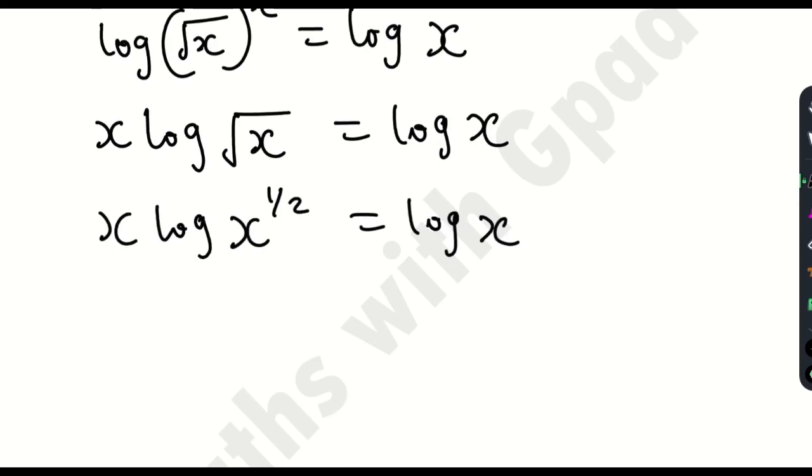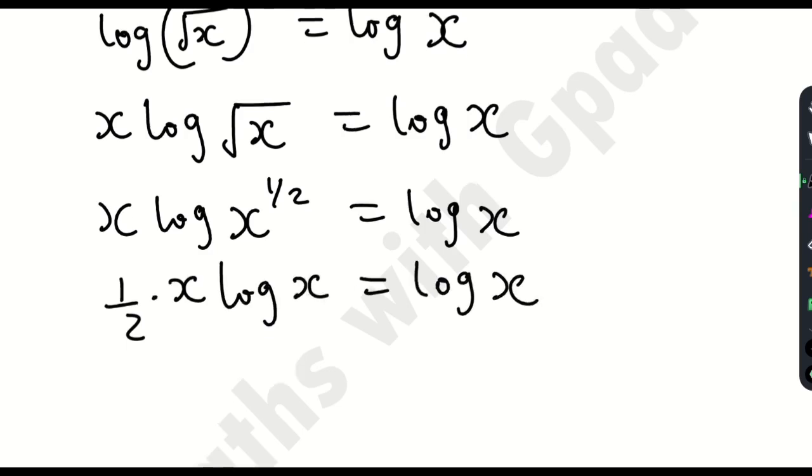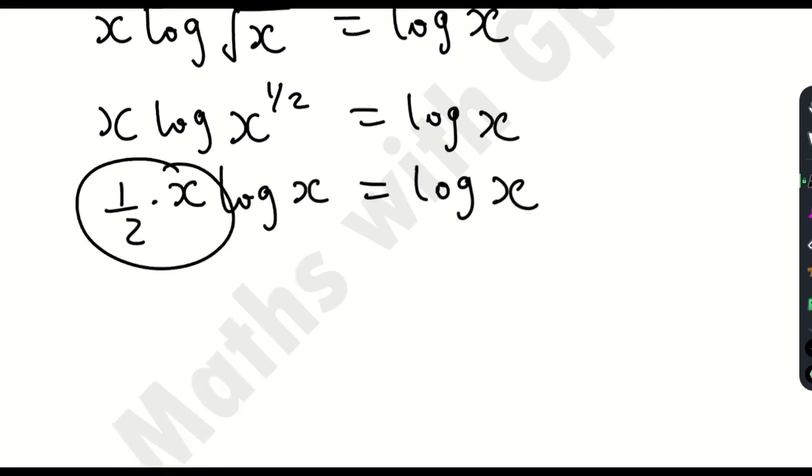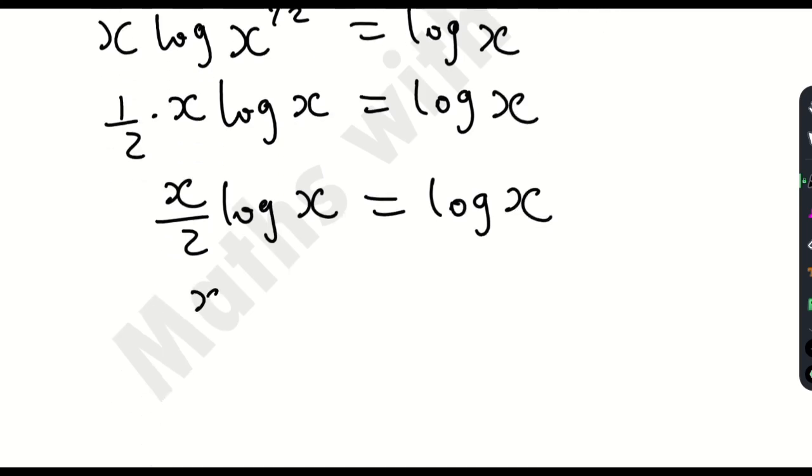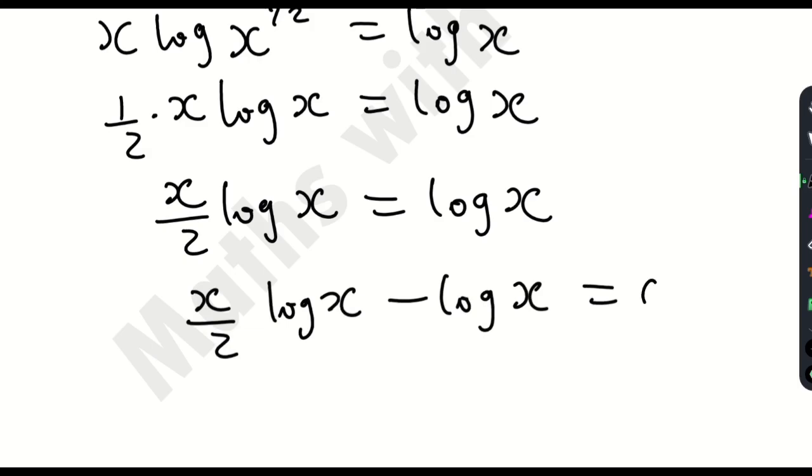So the next thing now is to move this raised to half to the front as we did earlier, one of the laws of logarithm. So it's going to be 1 over 2 times x log x is equal to log x. Now 1 over 2 times x here is going to be what? x over 2. So just write x over 2, then log x is equal to log x. I am going to transpose log x to the left hand side. So I'm going to have x over 2 log x and then minus log x is equal to 0.